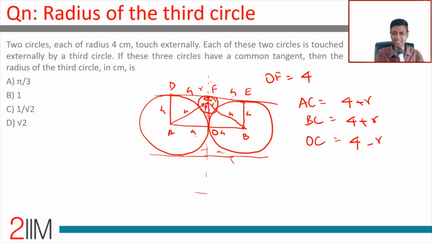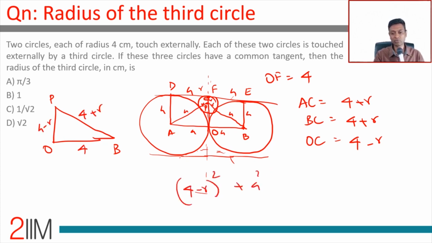In all of these questions, somewhere along the line, Mr. Pythagoras is going to come into play. See if we can incorporate Pythagoras theorem somewhere. This lovely triangle POB gives us an opening. OB is 4. PB is 4 plus R. OP is 4 minus R. We are through. 4 minus R whole square plus 4 square equals 4 plus R whole square. Solve for this, we should get the answer.